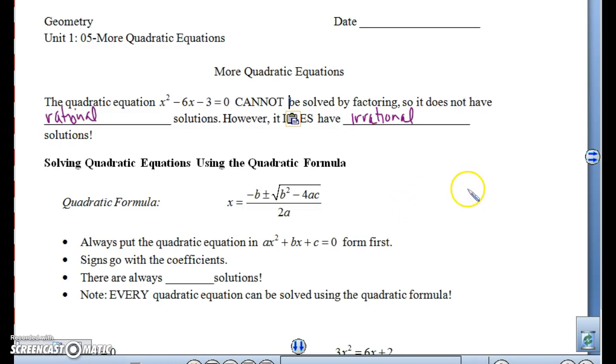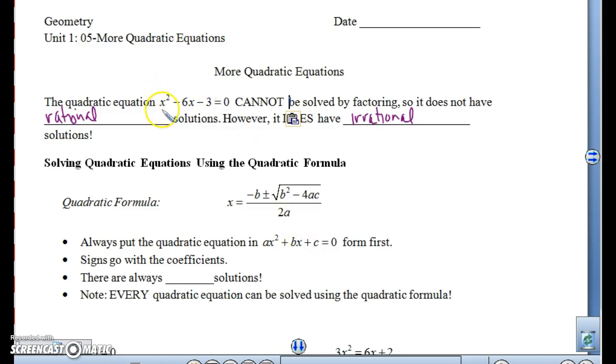The quadratic formula is x equals negative b plus or minus the square root of b squared minus 4ac all over 2a. Now remember, that comes from having the quadratic equation in standard form, ax squared plus bx plus c is equal to 0. This formula cannot be used until your equation's in this form. Now, the signs also go with the coefficients.